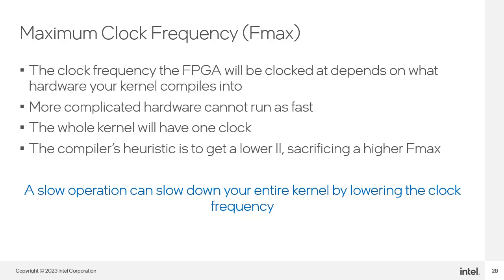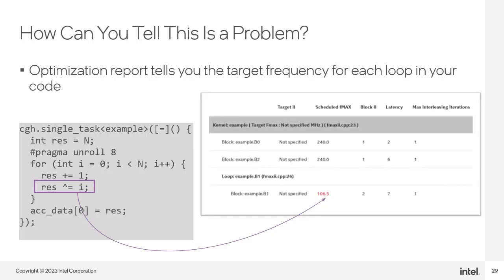What if you are more interested in getting a better Fmax? We will look at ways you can let the compiler know this. You can find the target frequency for each loop in your code in the optimization report under the loop analysis section.